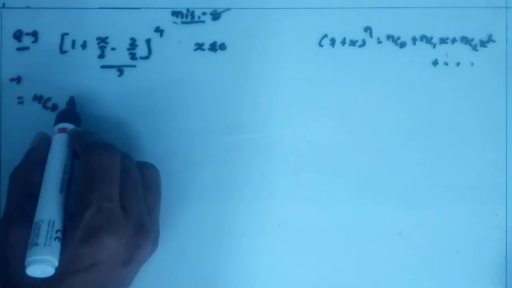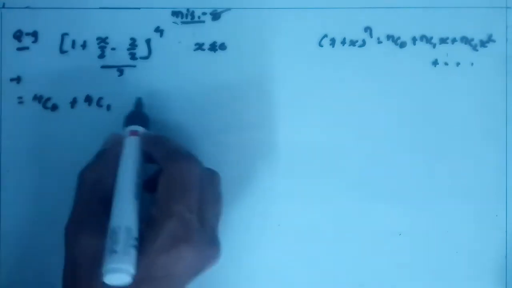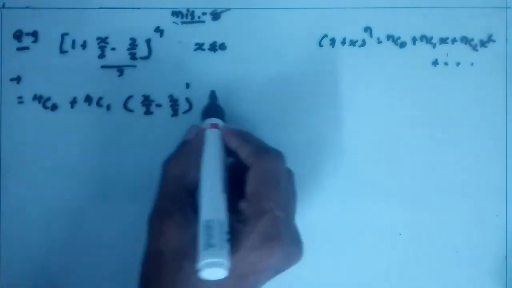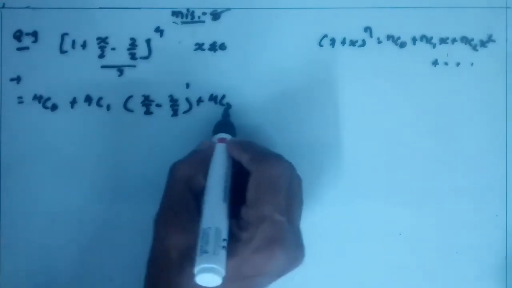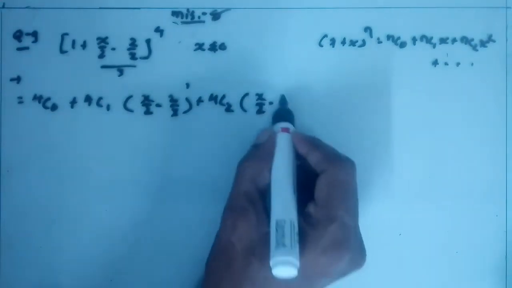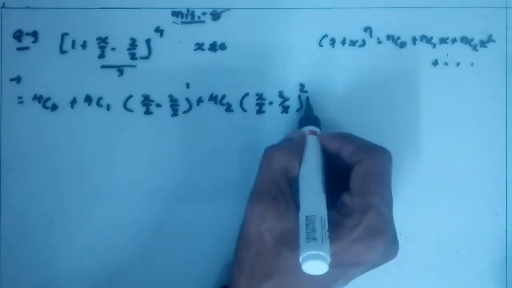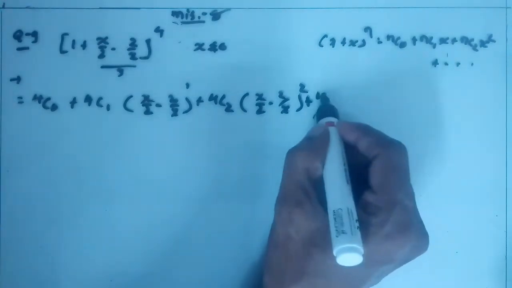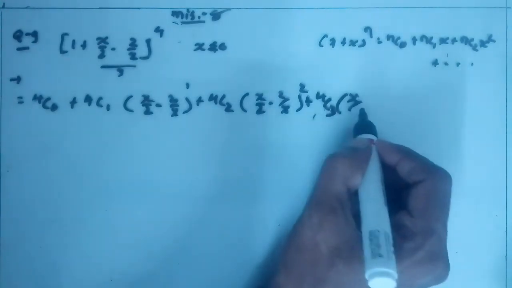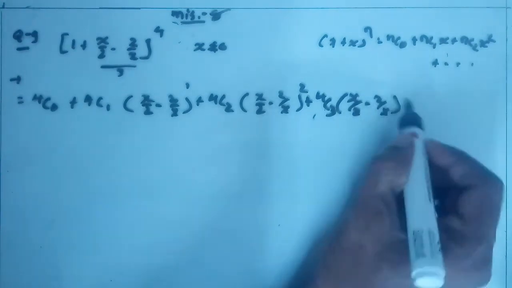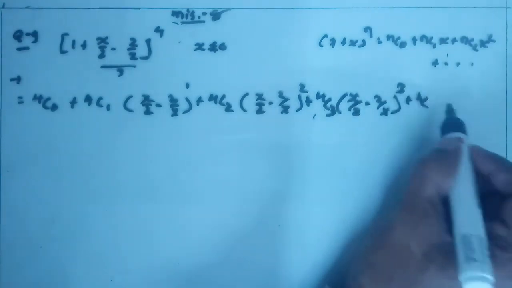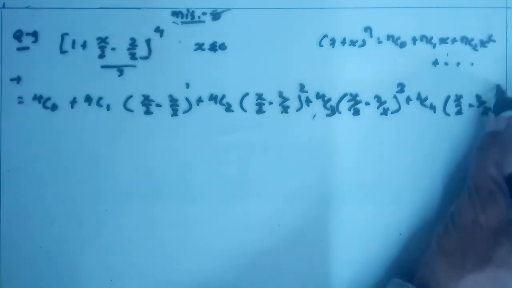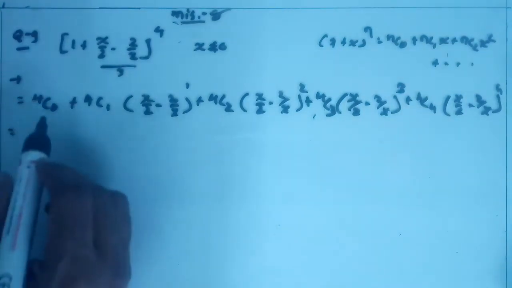1 plus 4C1 x upon 2 minus 2 upon x raised to 1 plus 4C2 x upon 2 minus 2 upon x raised to 2 plus 4C3 x upon 2 minus 2 upon x raised to 3 plus 4C4 x upon 2 minus 2 upon x raised to 4. Clear? Now simplify this.